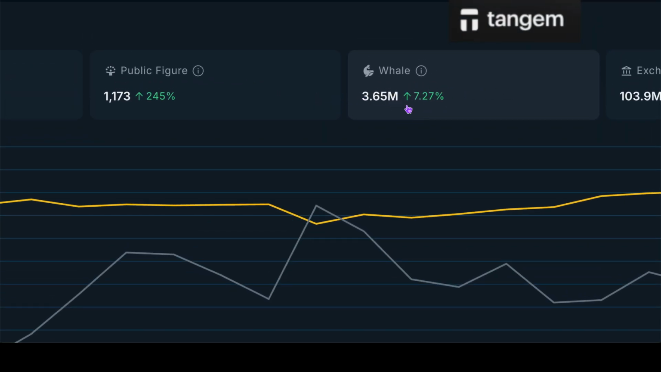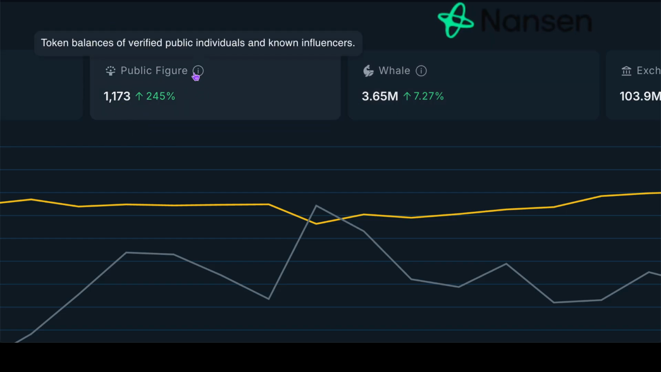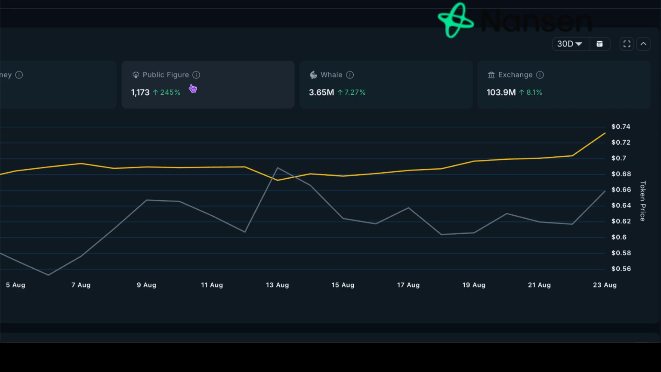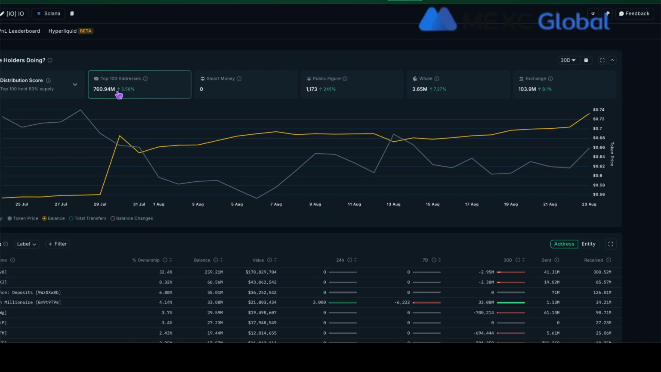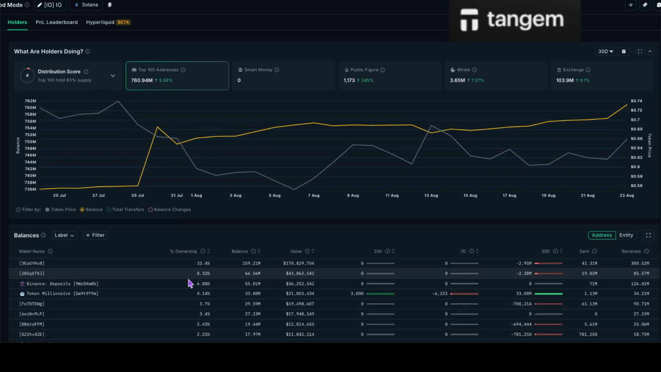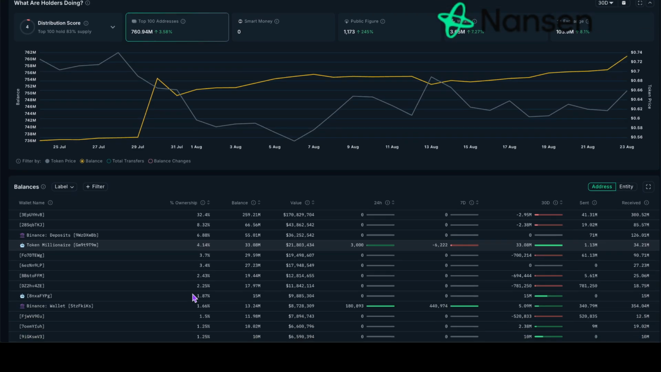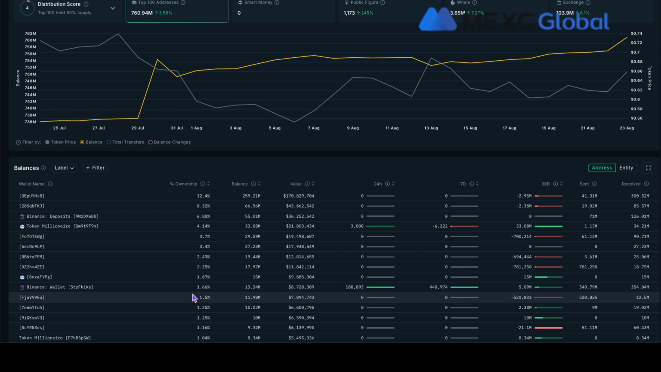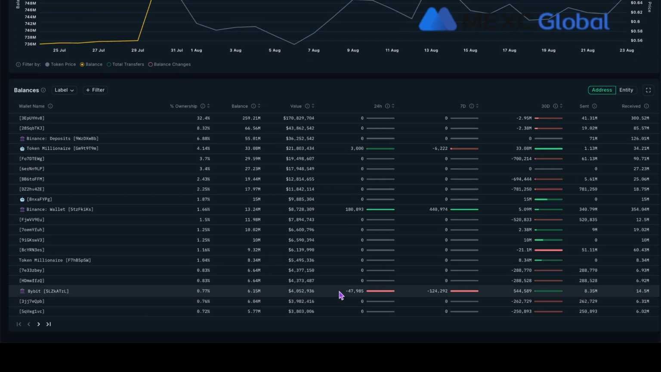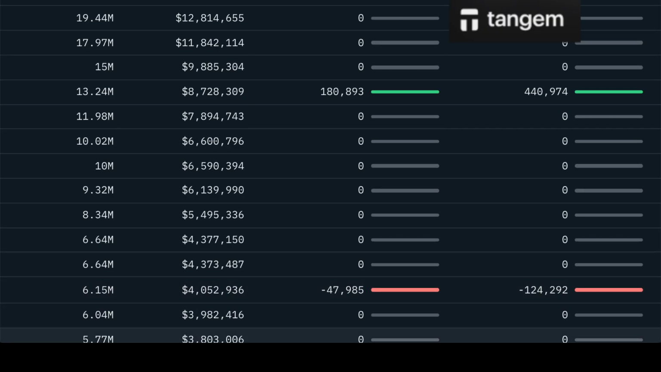3.4 million tokens have been bought, up 7%. Public figures, which suggests these are verified influencers, are going to start shilling this very soon. Of course, the top balances are up. And you can see here, Token Millionaire, Binance Deposit, 7 days ago, this guy's been selling. So of course, some people have sold. And that is a buy, bid, sell order here.